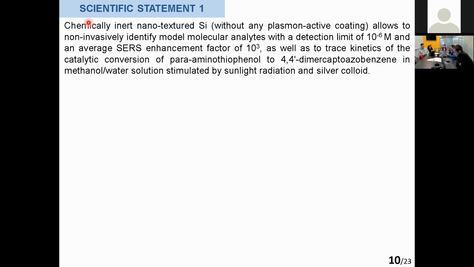So, first scientific statement: chemically inert nano-textured silicon without any plasmon active coating allows us to non-invasively identify model molecular analytes with a detection limit of 10 to the power of -6 molar and an average SERS enhancement factor of 10 to the power of 3, as well as to trace kinetics of the catalytic conversion of paramercaptothiophenol to dimercaptoazobenzene in methanol water solution stimulated by sunlight radiation and silver colloid.